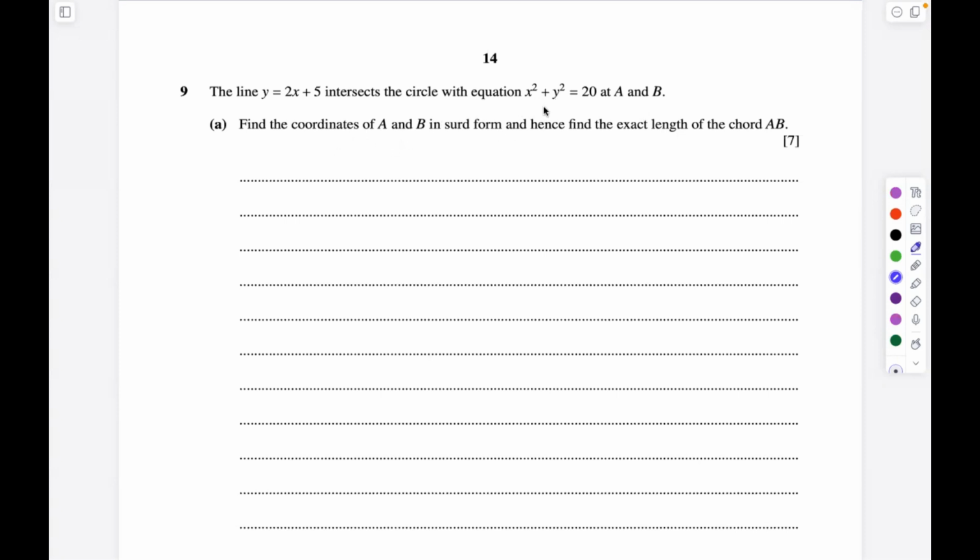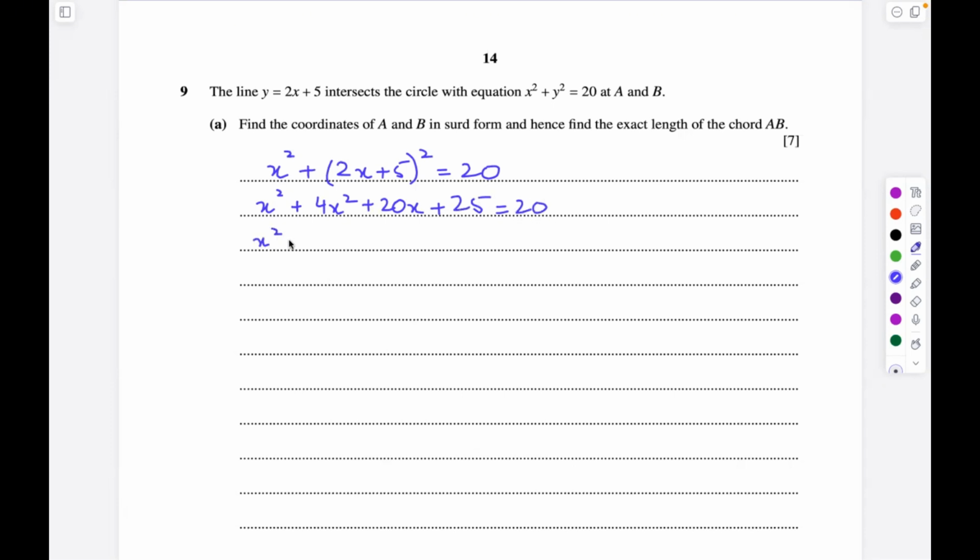Now to find the points of intersection, we'll solve the equations simultaneously. In the equation of the circle, in place of y², we can write the equation of the line, y = 2x + 5. So this will become x² + (2x + 5)² = 20. Expanding this, we get x² + 4x² + 20x + 25 = 20, since 5 times 2 is 10 and 10 times 2 is 20.